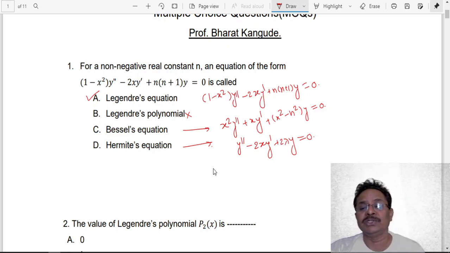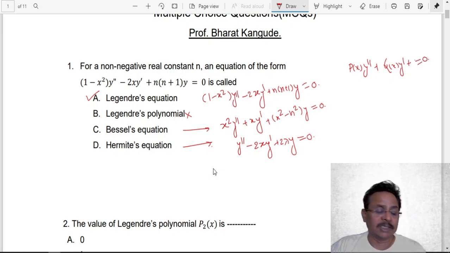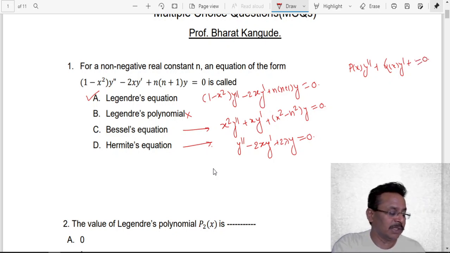Now, how to identify which equation is which? That means which equation has what name. A differential equation containing n into (n plus 1) as the coefficient of y, and the other p, q, and so on, we adjust all these equations into the standard form: p of x into y double dash plus q of x into y dash plus some constant is equal to 0. So we have to get a standard form of the equation every time. So what is this standard format?